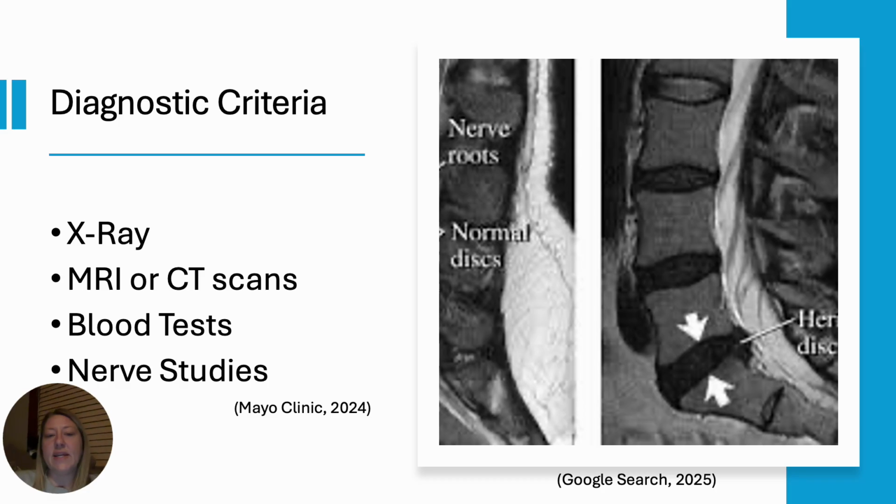And then nerve studies. Electromyography, which is EMGs, measure the electrical impulses produced by nerves and how the muscles respond to them. So these tests can confirm pressure on the nerves caused by herniated discs or narrowing of the spinal canal, which is called spinal stenosis. And I put an image here that shows what a herniated disc looks like on a scan.